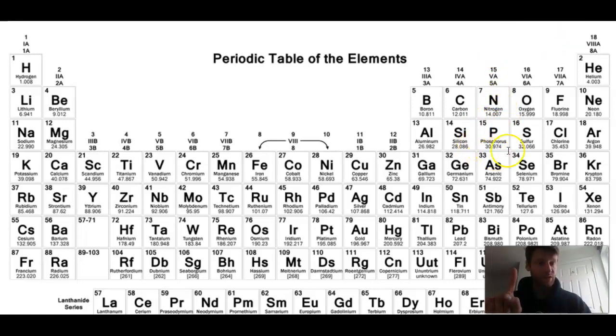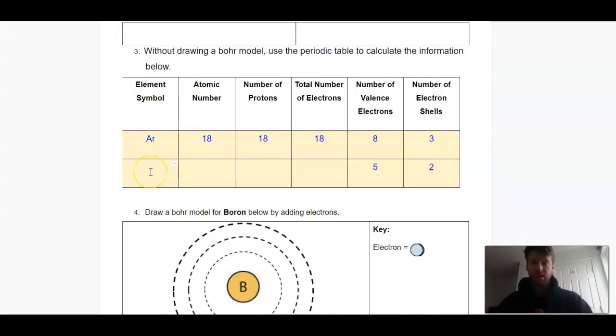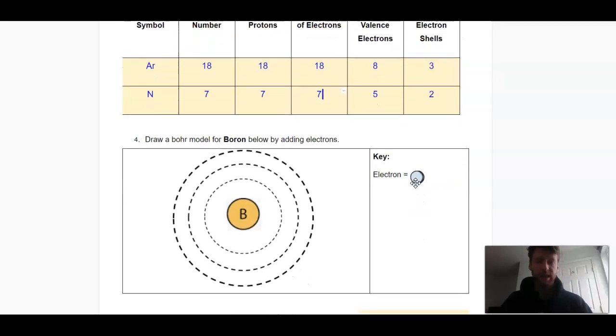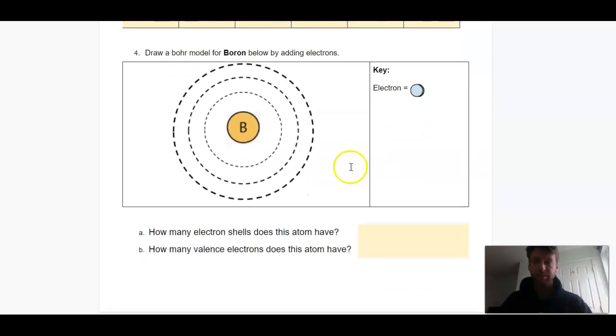If you think it's phosphorus, you're wrong. Phosphorus is in the third period, so it has 3 electron shells. So first period, second period, and in group 5A, that is nitrogen, element number 7. Nitrogen, 7 protons, 7 electrons, and it has 5 valence electrons and 2 electron shells. All right, last practice problem we're going to be doing here together.